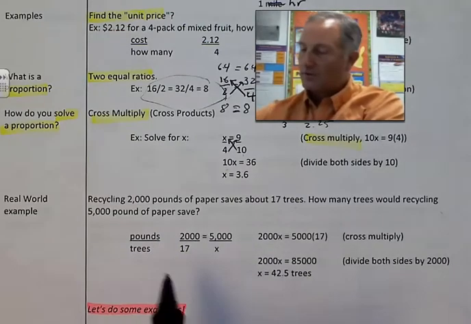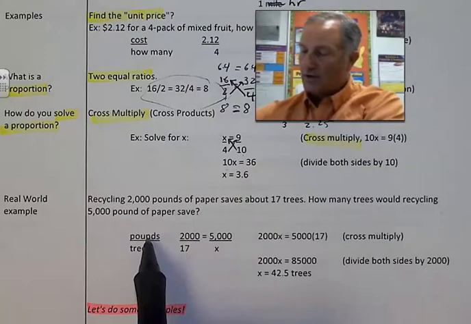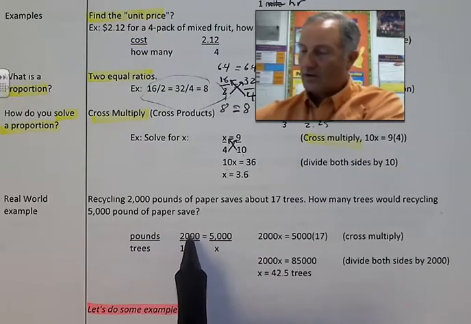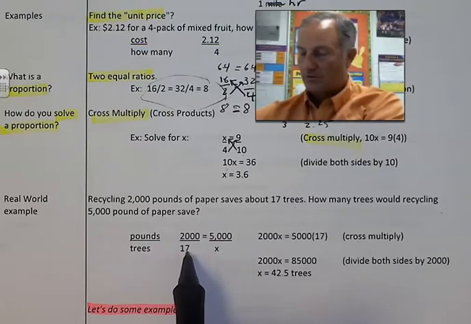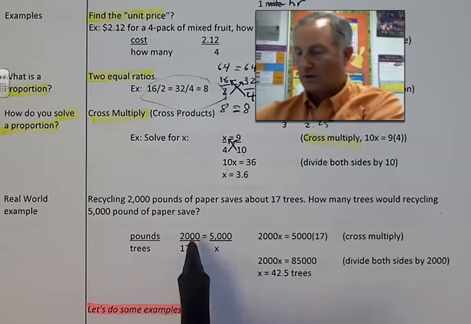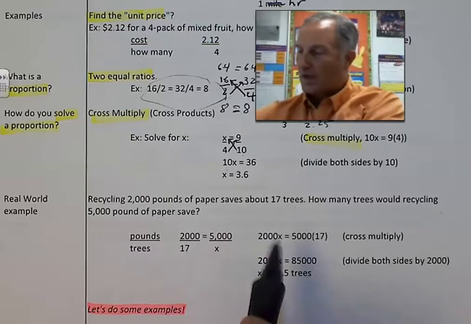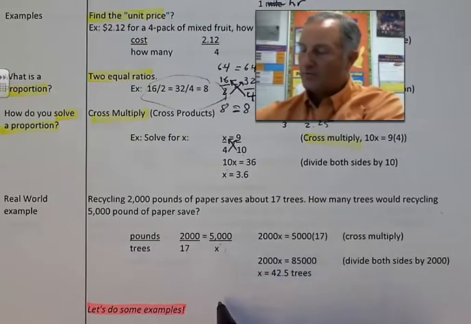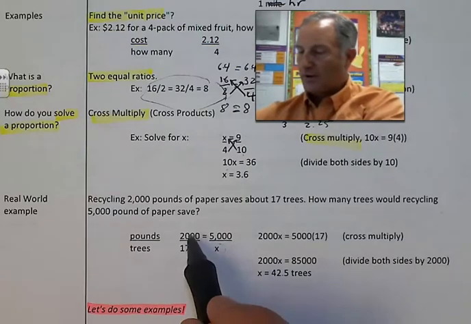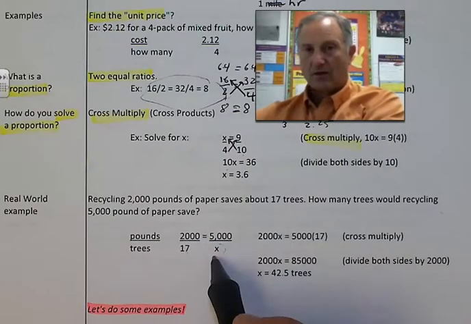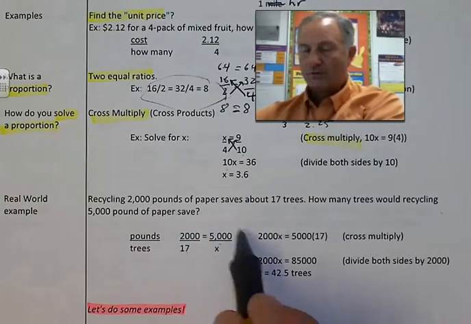What I mean is this: if we're going to set up our fractions in our proportion as pounds over trees, then I know 2,000 pounds equates to 17 trees. So I have to keep this pounds with this number of trees. And it's the number of trees with 5,000 pounds of paper saved. That's what I want to find, that x. How many trees would I save? So I've set it up pounds over trees, pounds over trees. If you did it trees to pounds, both of these would be flipped.